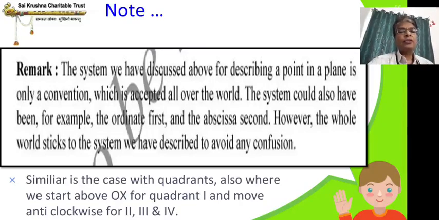Similarly, for the quadrants, we started with quadrant 1 and then moved anti-clockwise. It could also be that we start anywhere, say left of OY, and then come clockwise instead of anti-clockwise. But these two are the conventions which have been followed all over, and everybody follows that. So, we will also follow this wherever we use it, in mathematics and science or any other field. So, with this we will go to the next page.